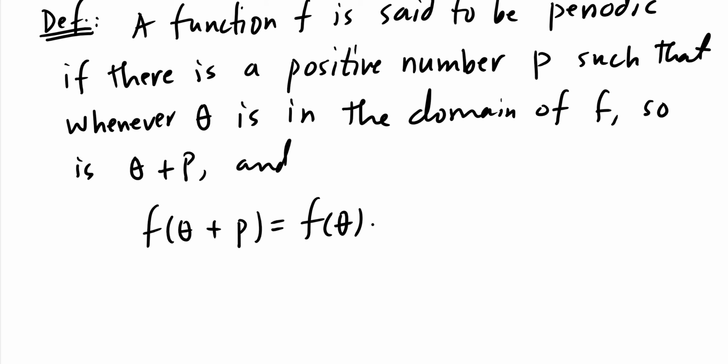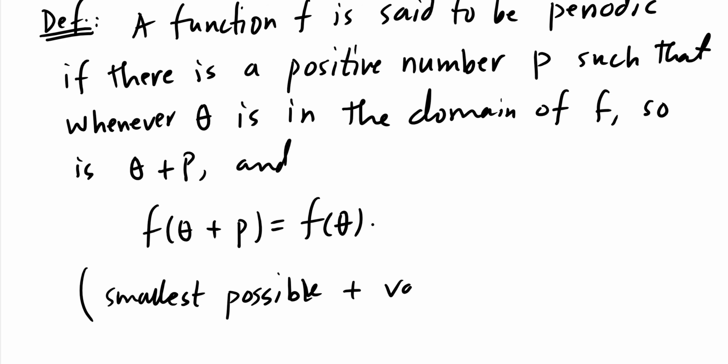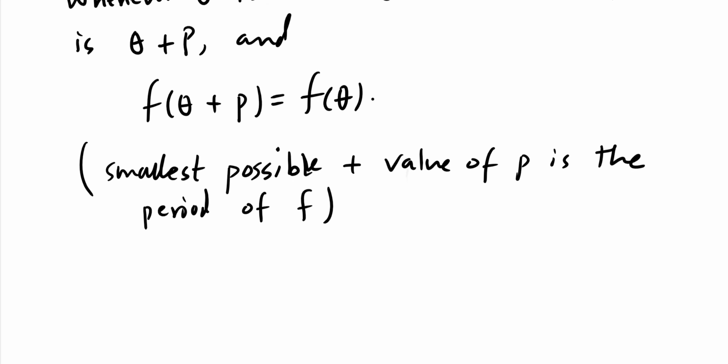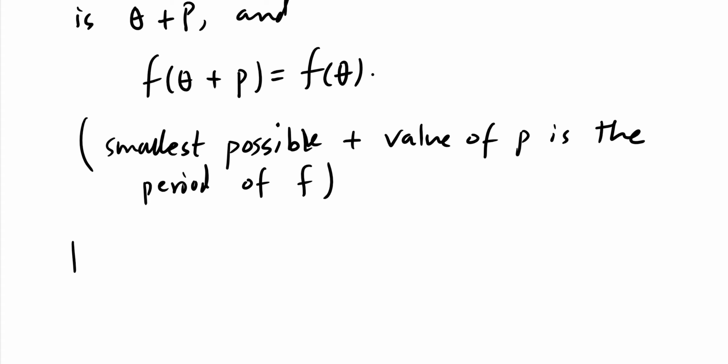So this p value can change. As you noticed earlier, we had 2 pi, 4 pi, 6 pi, 8 pi, or negative 2 pi. So what we do here, we say the smallest possible positive value of p is the period of f. So we can summarize the periodic properties.